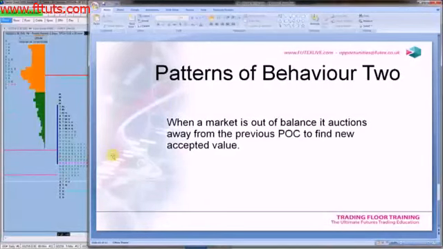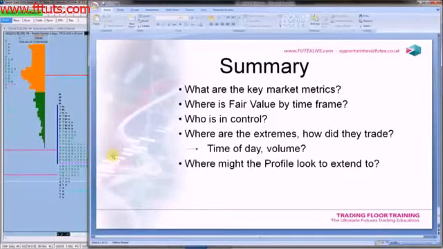When a market is out of balance, it auctions away from the previous point of control to find new accepted value. So to sum up, there are just a couple of other things after this I want to go through. What are your key market metrics? Your highs, your lows, your TPO value areas, your volume value areas. Where is fair value? Where is the market saying that value is established?